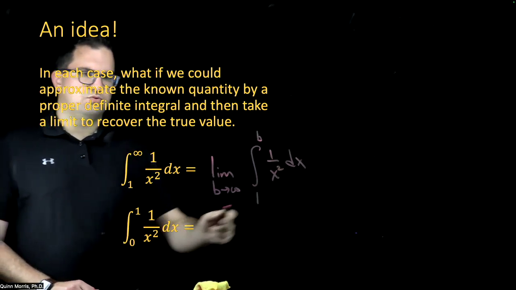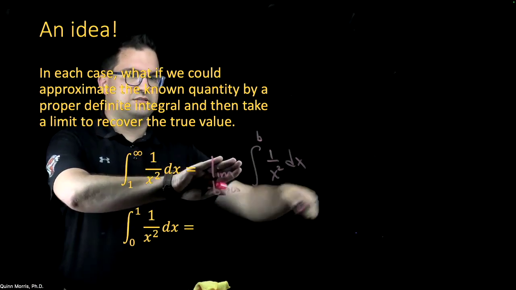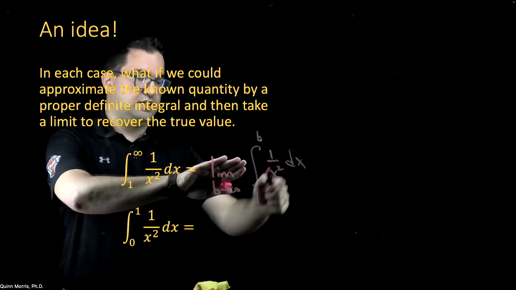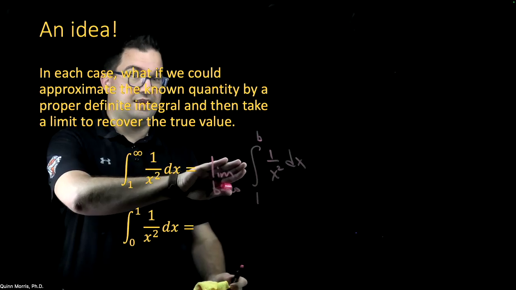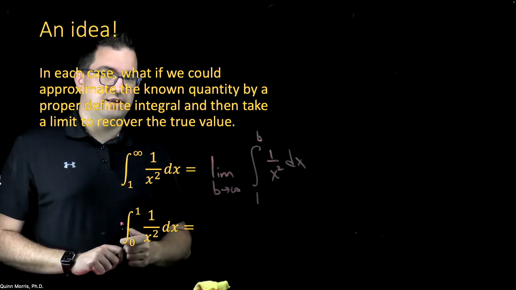Okay, that sort of seems reasonable. Now, for any fixed value of b, this quantity makes sense, right? Because this function is well-defined and continuous on the interval from 1 to any fixed value of b. Then I'll just let the limit part go to infinity.